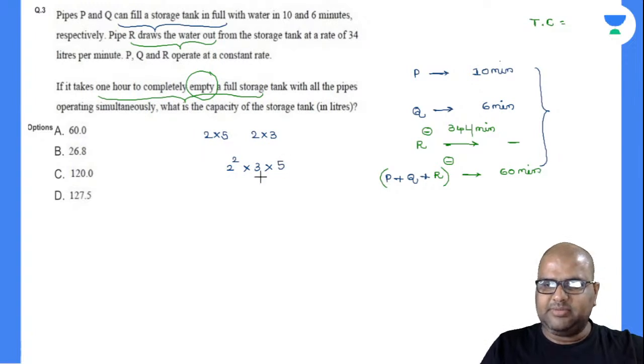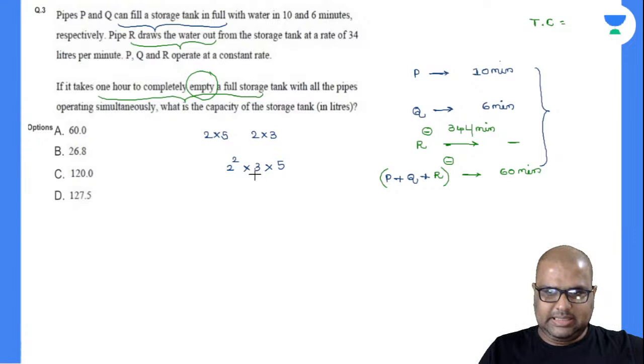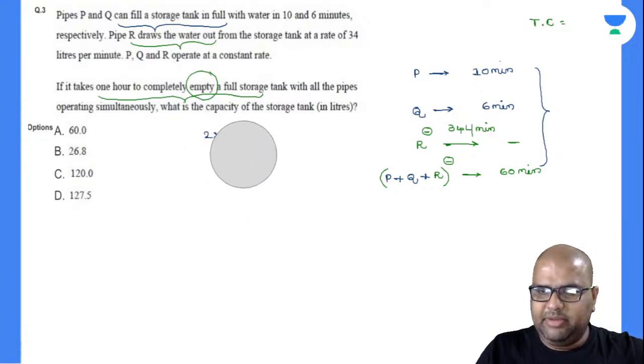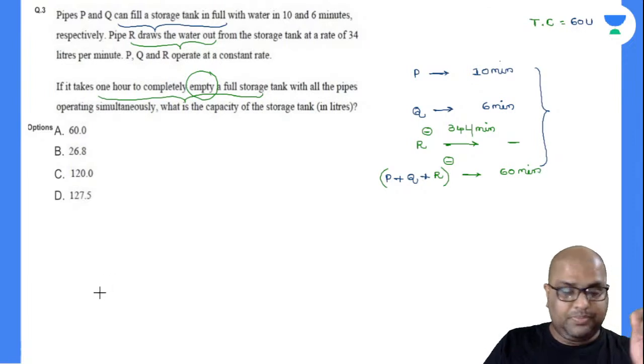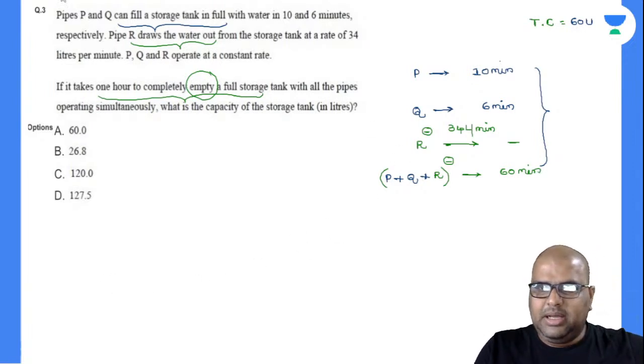Right or wrong? 4 5s are 20, 2 3s are 6. Am I right or wrong? Yes or no? Yes, perfectly. So my LCM will also be 60. Yes. LCM I will take down as 60. You have to convert the 60 units into liters, right? We will convert it. Let's write down the efficiency of these pipes, right?